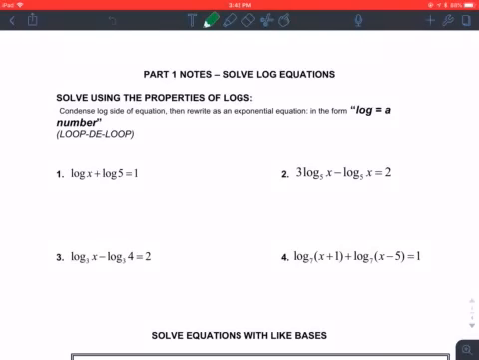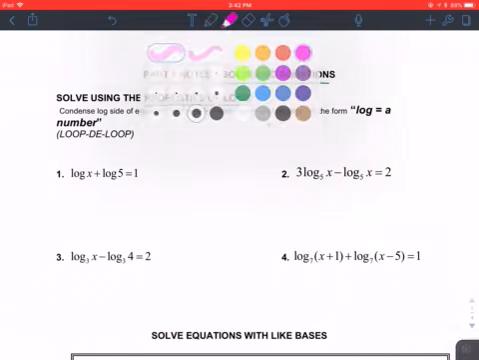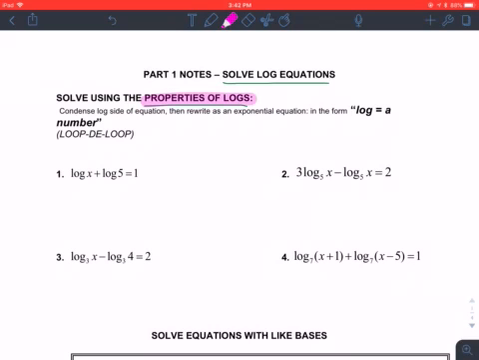In these notes, we're going to be solving log equations. In order to do this, we need to use our properties of logs. So if you don't remember your log properties, you may want to go back and look at your notes on properties of logs. So that would be condensing and expanding logs.